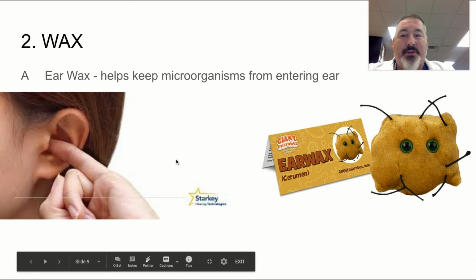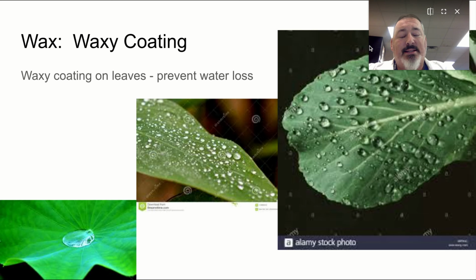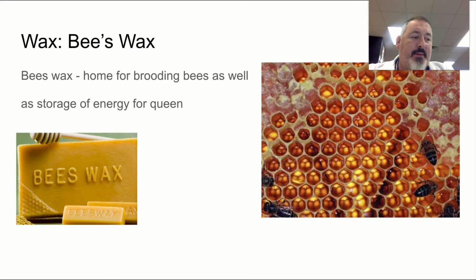So regarding the purpose of wax, there's one that's going to be something like earwax. We make it. There's also a waxy coating that can be on things like leaves, especially in tropical regions. If you see the sea spray or mist on these leaves, oftentimes it beads up. And this waxy coating is going to be used to prevent water loss. The third type is going to be something like beeswax. It's used essentially for homes for brooding bees, as well as storing energy for the queen, like we have in this honey that's here.